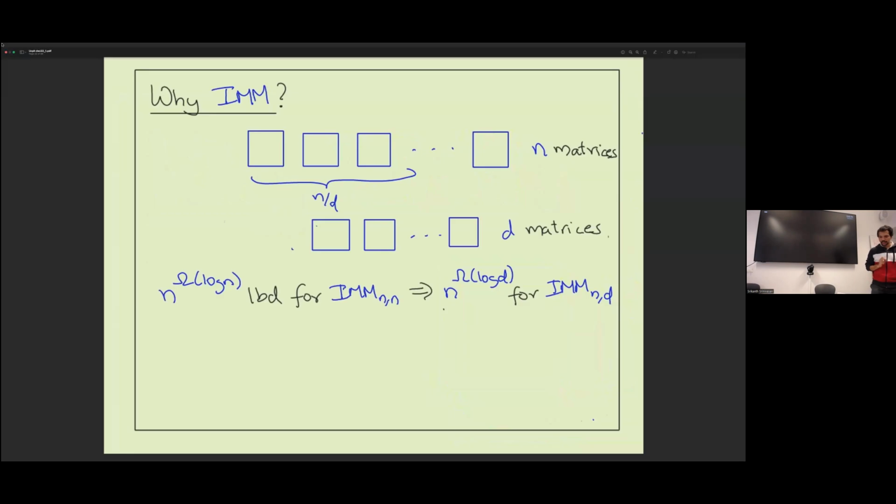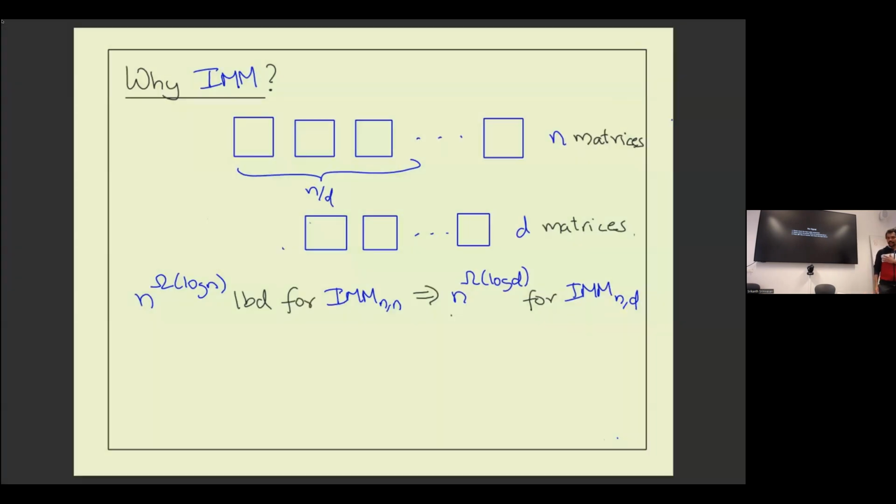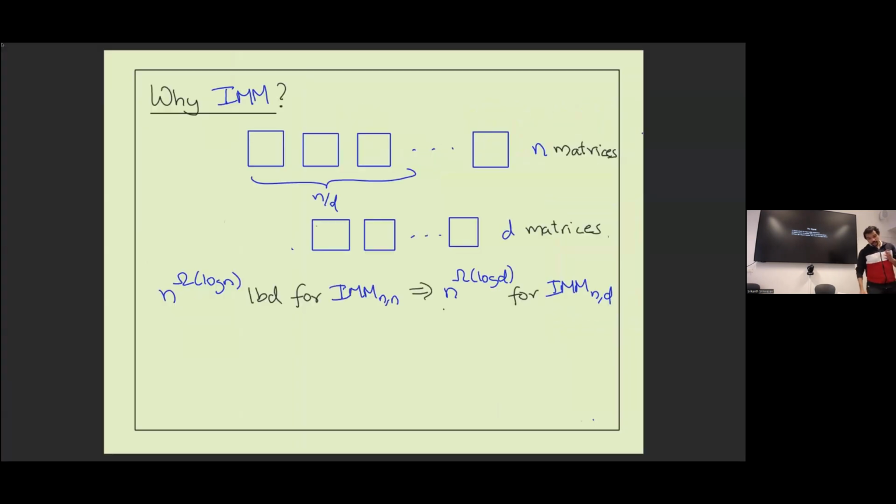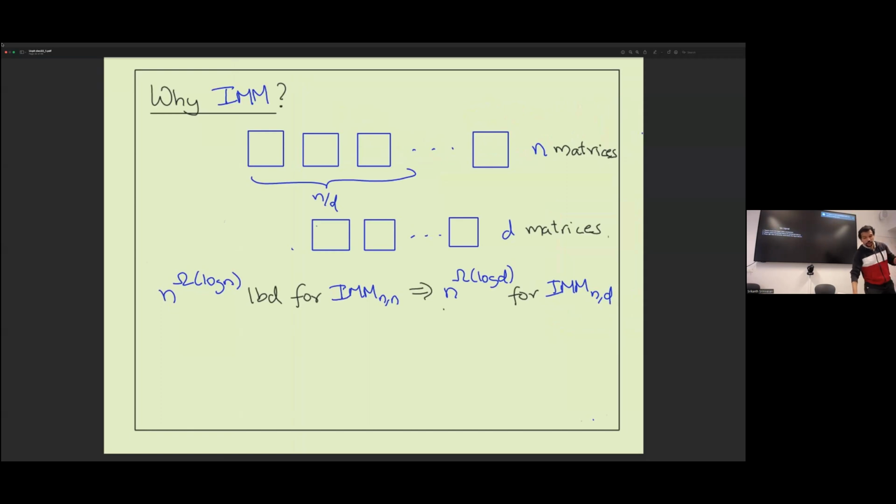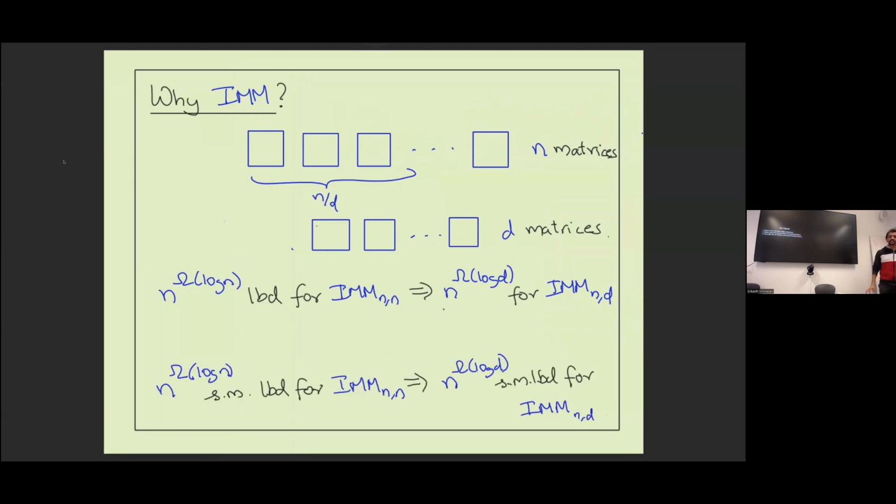And so this is good news, which means that the harder cases of the problem intuitively are when d is small. That's the harder case of the problem. So when you believe that this is the case, it should be easier to prove lower bounds in the set multilinear case. For the same reason, you also believe that in the set multilinear case, the tight thing is the n to the log n thing, which means that again, using the same argument, it should be easier to show that for a small number of matrices, n to the log d is tight.